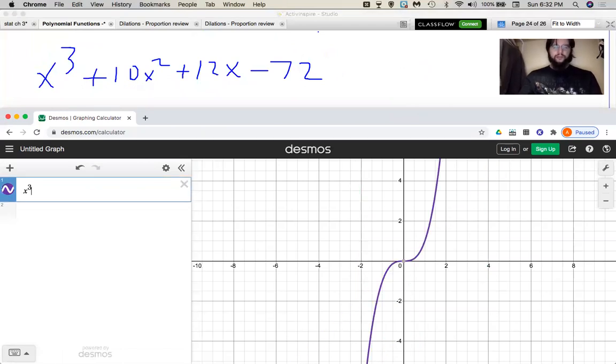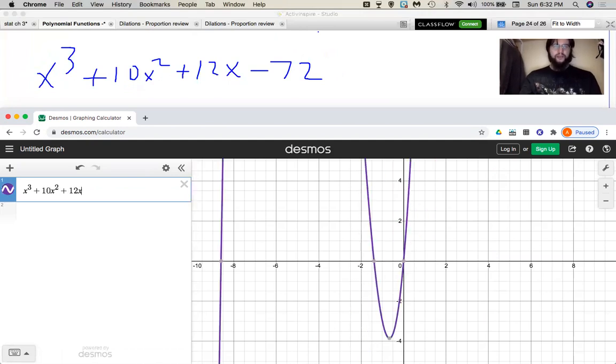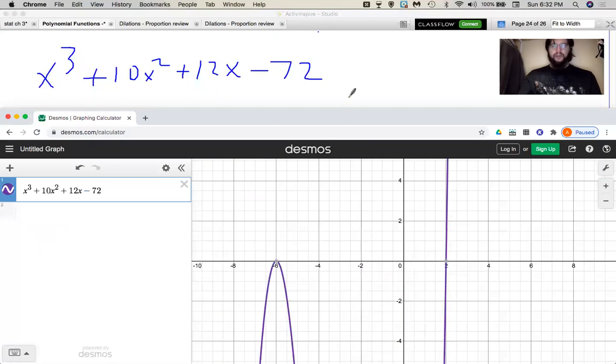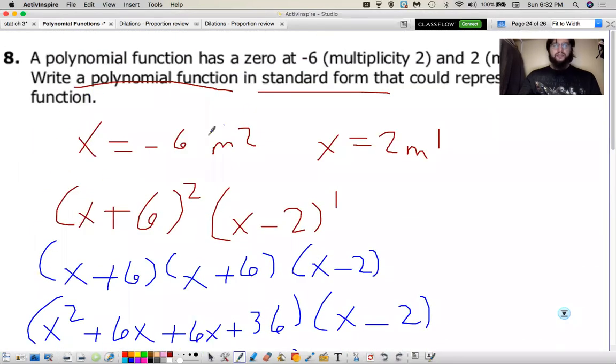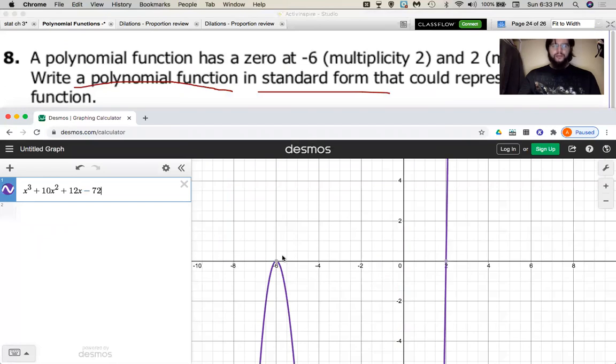x cubed plus 10x squared plus 12x minus 72. Now I should have negative 6 with a multiplicity of 2 and 2 with a multiplicity of 1. Negative 6 is bouncing, 2 is crossing. We're good. There we go.